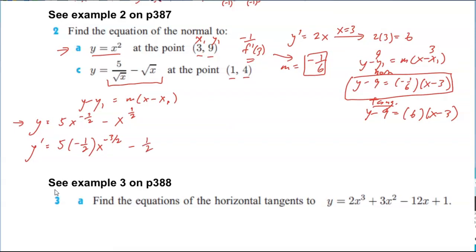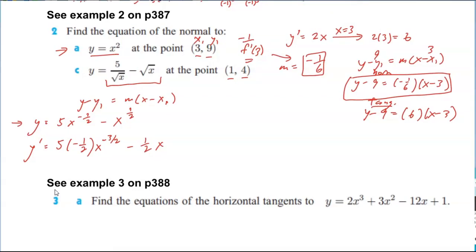For the next one, there's no coefficient. We bring down the exponent, and then we lower the exponent by 1. 1/2 minus 1 is negative 1/2. Now let me simplify a little bit: negative 5/2 x to the negative 3/2 minus 1/2 x to the negative 1/2. There's my derivative. I'm going to plug in x equals 1 to see what the derivative value would be at x equals 1.